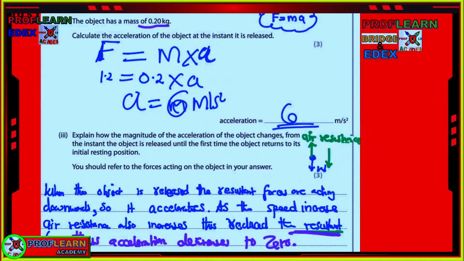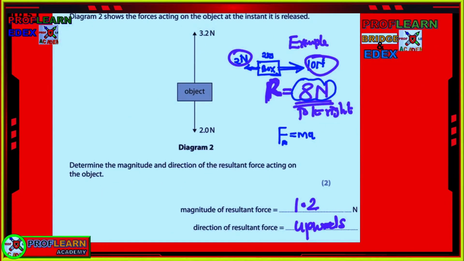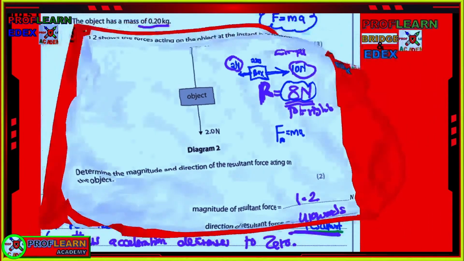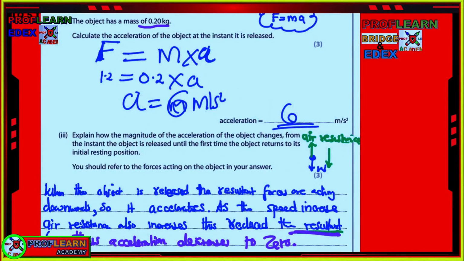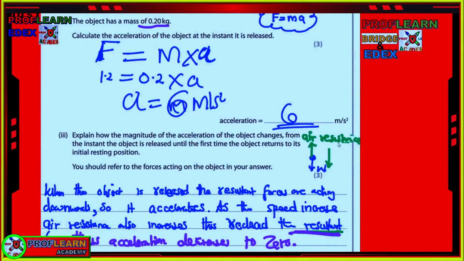Next question is, the object has mass of 0.2. We are supposed to calculate the acceleration. We have already worked out the resultant force, right? Then if we are working out the acceleration, the force we are talking about is the resultant force. So force equals mass times acceleration. We know the mass, we know the force, the resultant force, don't forget. Then we apply that formula: force equals ma, 1.2 equals 0.2 times a, so a equals 6 meters per second squared.